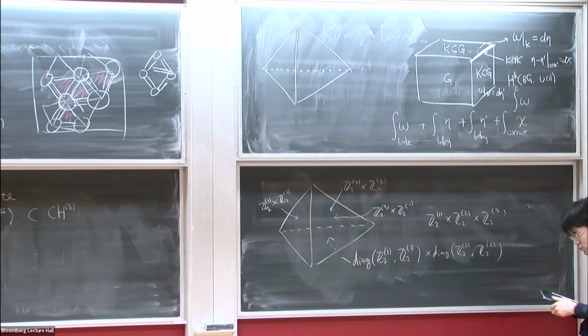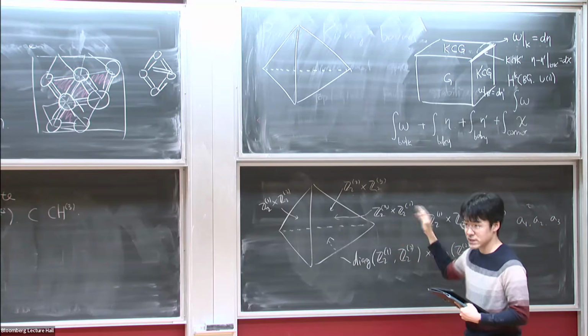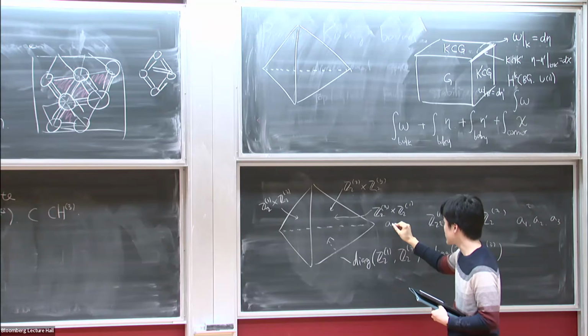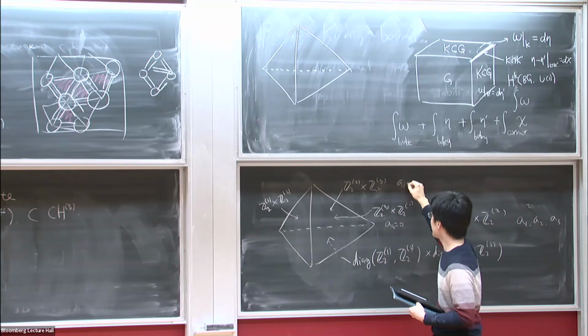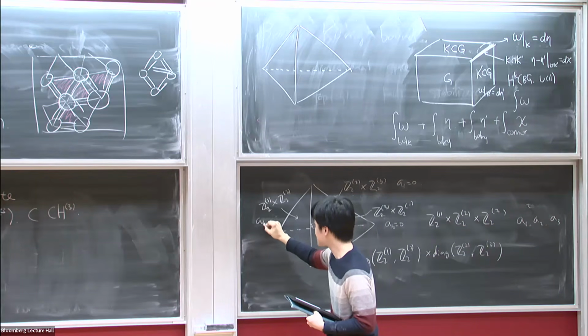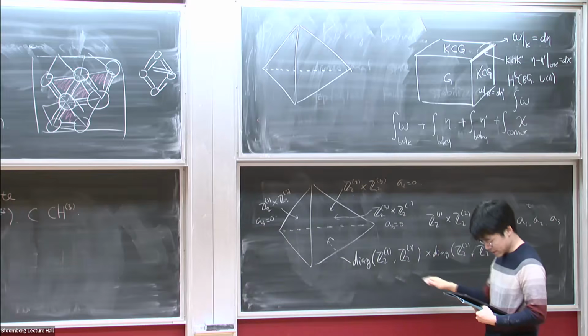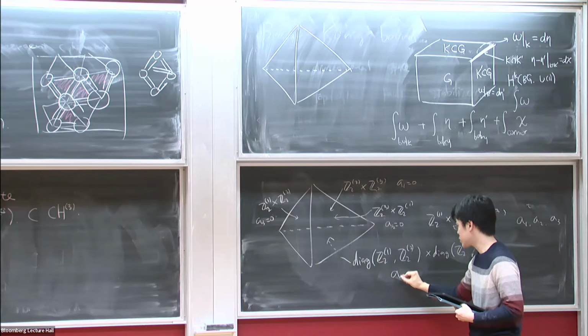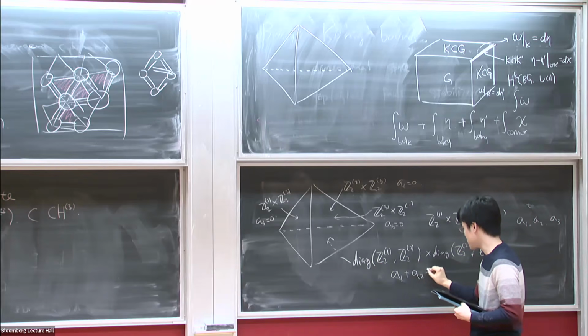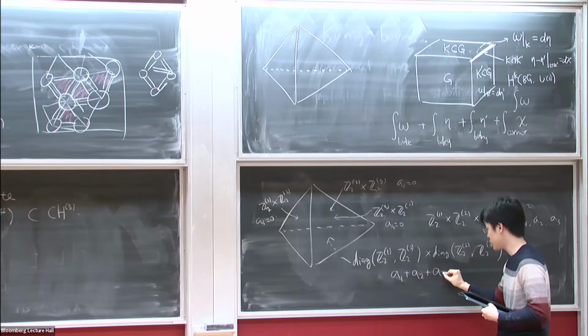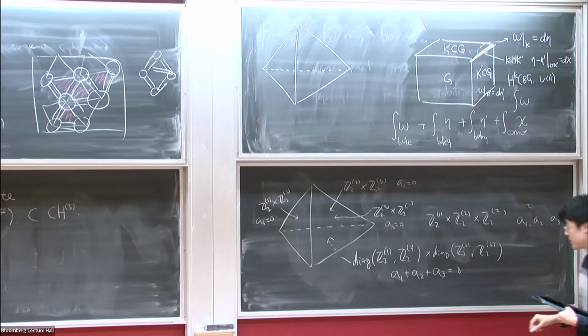So in the bulk you have three Z2 gauge fields, A1, A2, A3. And then on each boundary, there is a certain boundary condition on the gauge fields. Here A2 equals 0, here A1 equals 0, and here A3 equals 0. And then on the bottom, because of this diagonal pattern of breaking, the boundary condition of the gauge field is like this.